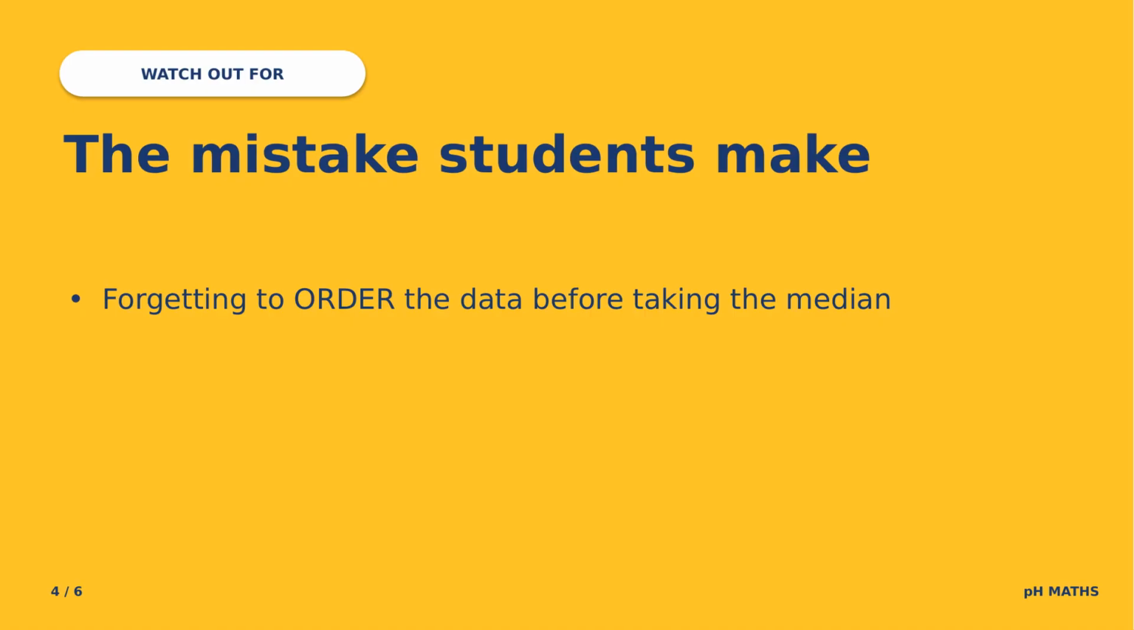Common slip, forgetting to order the data before taking the median. The median is the middle value of an ordered list. So write the data out, smallest to biggest first, then find the middle. Without ordering, you'll get the middle of the original list, which isn't what the median is.